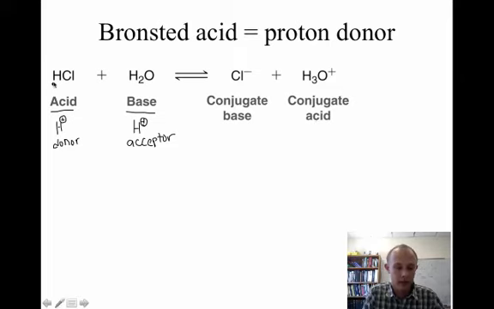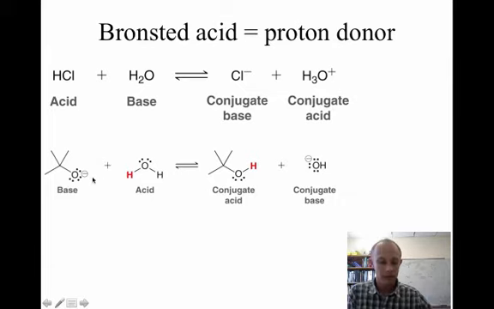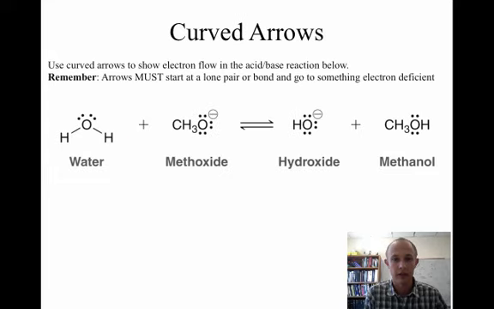Notice in this reaction, HCl is donating a proton. Notice that the proton is gone in the product. Water is accepting the proton. It has an extra hydrogen in the product side. Similarly here, this guy is the base. This guy is the acid because this red hydrogen was transferred, or this proton, as we often refer to it, this proton is transferred from water to this base. So be able to identify your acids and your bases and your conjugate acids and your conjugate bases.